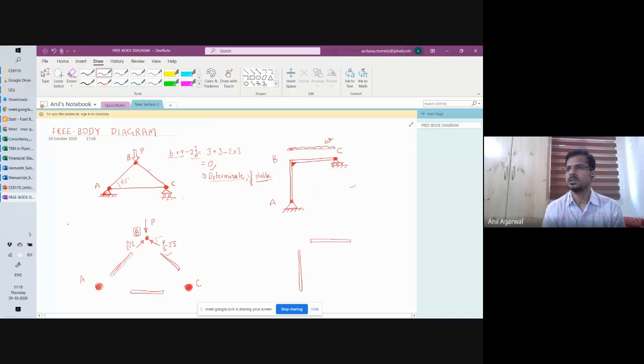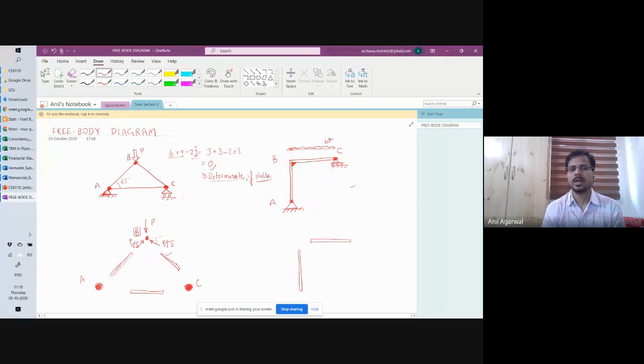And this you will get just by doing sigma fx is equal to 0, sigma fy is equal to 0, which I can further simplify as P by root 2. Fine. So that is the free body diagram of joint B.